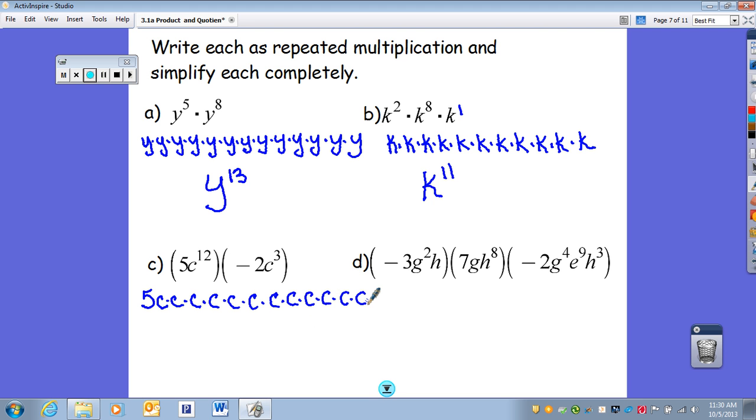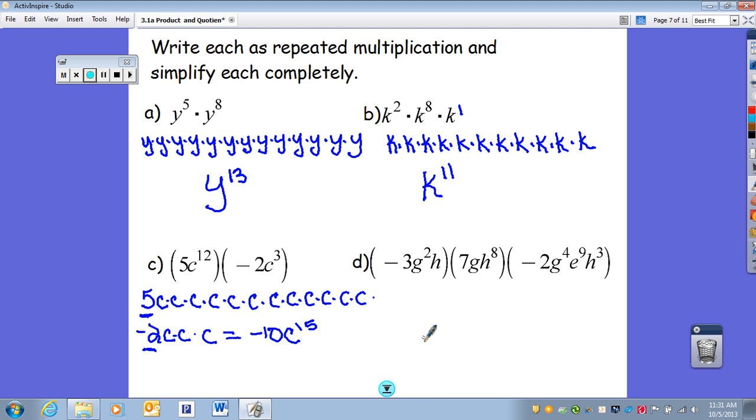Then I have my leading coefficient of my second grouping is -2, and I have 3 c's that I'm going to be multiplying together. Since I can multiply in any order I choose, I'm going to multiply my coefficients together first. 5 times -2 is -10. Then I have my base of c, and I'm going to add all of the c's together, which would be 15. So I have -10 times c to the 15th power.